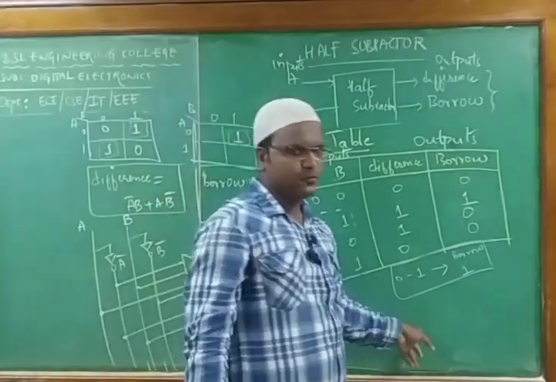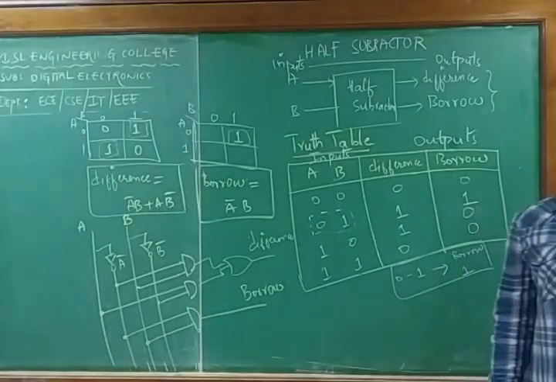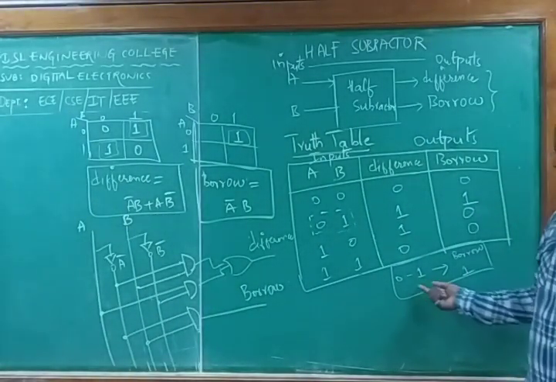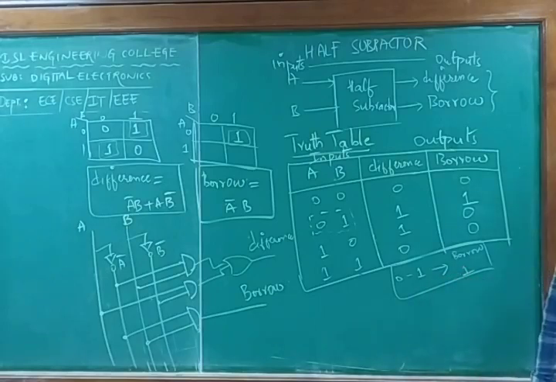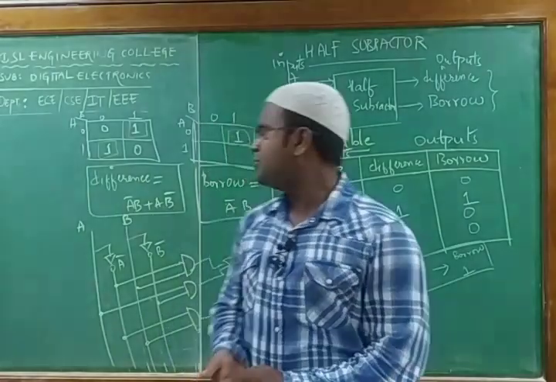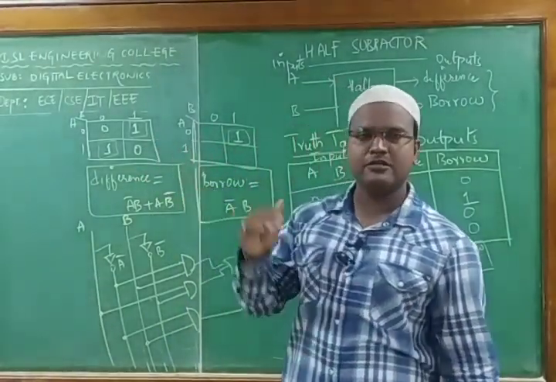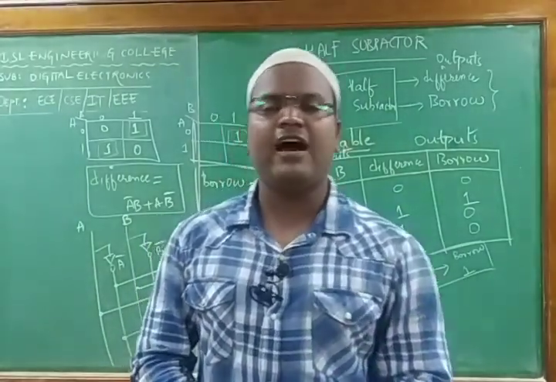The borrow bit must be high when the subtraction is from a lower bit to a higher bit. So when we are subtracting from a lower bit to a higher bit, this borrow bit needs to be high, otherwise it will be low. That point you need to write. After that, you need to design its K-map, and by taking the K-maps, you need to explain it. Like this, you can explain the half adder as well.